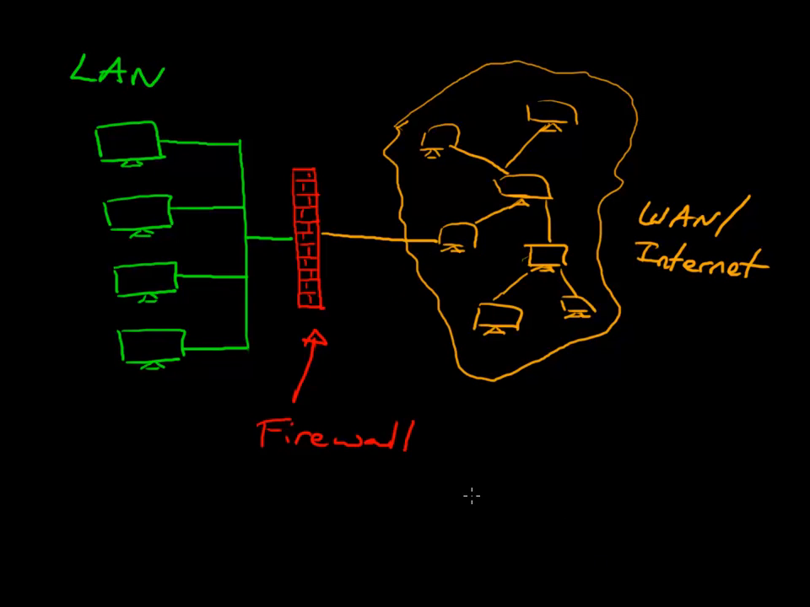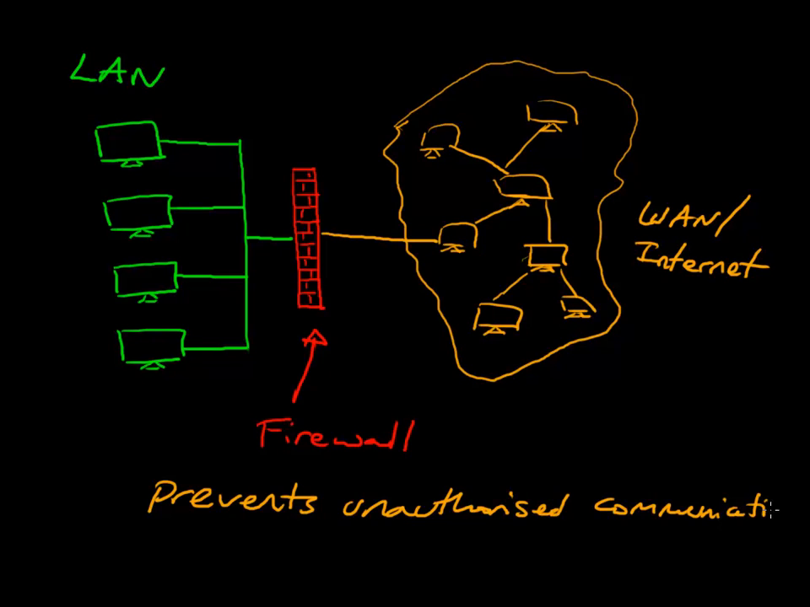So the question comes, what does a firewall do? And very simply, what a firewall does is it tries to, and very often does, prevent unauthorized communication between computers.